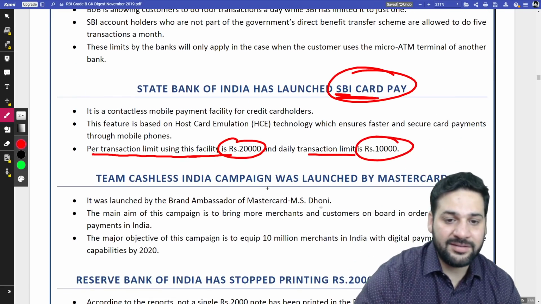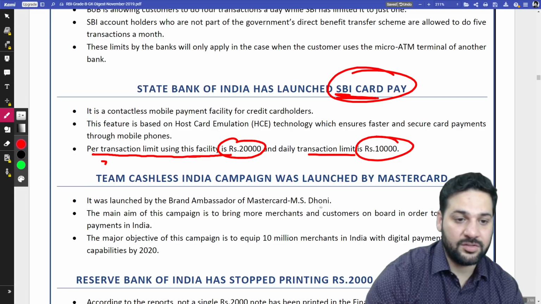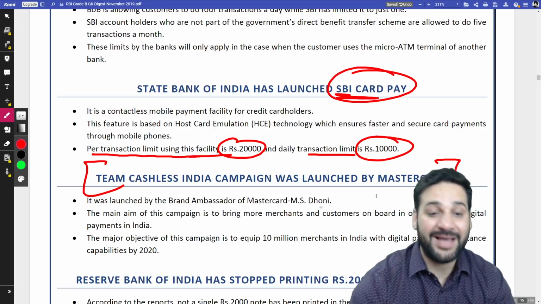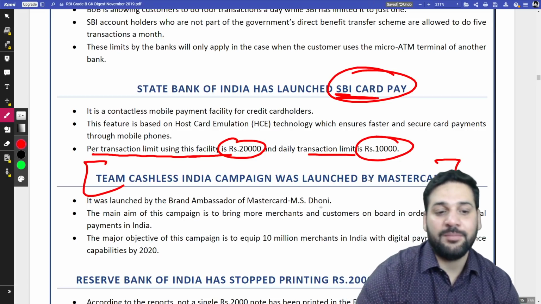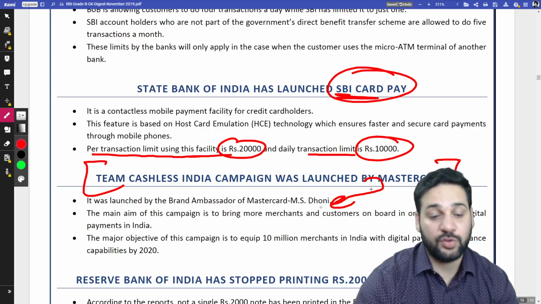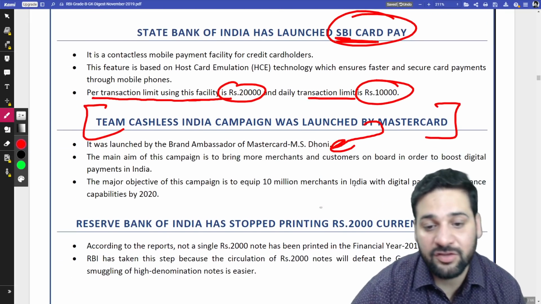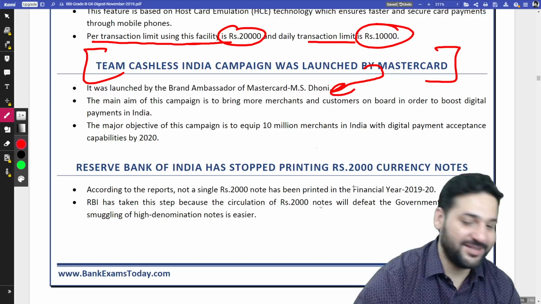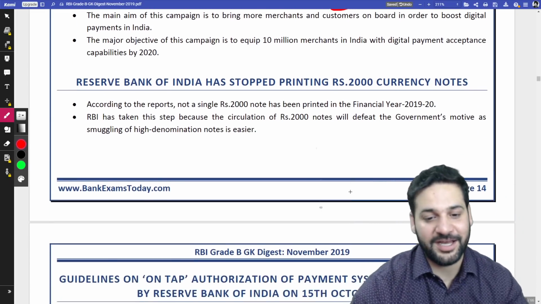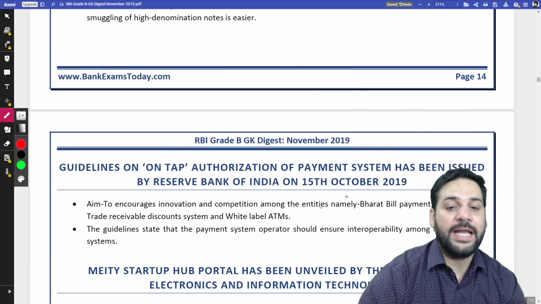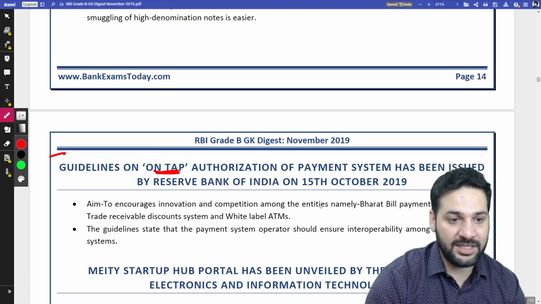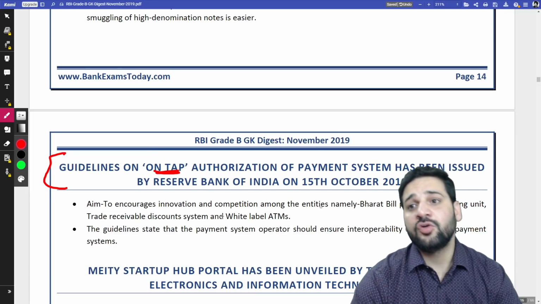Team Cashless India campaign was launched by MasterCard. That's really important. Who launched the Team Cashless campaign? It was launched by MasterCard and the brand ambassador is MS Dhoni. And the RBI of India has stopped printing 2,000 rupee notes because उन्हें अभी याद आ गया है कि इससे black money और बढ़ती है. On-tap authorization of payment system is really important. So, 3 products.